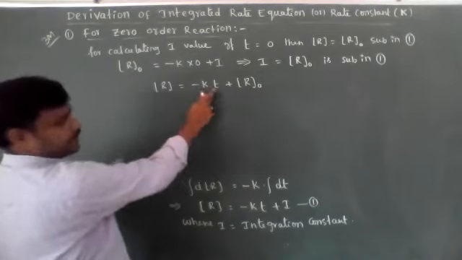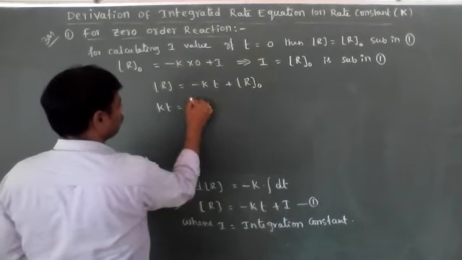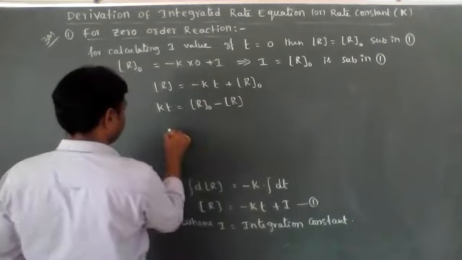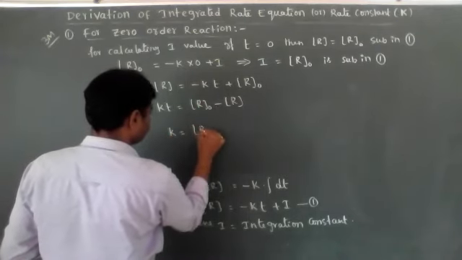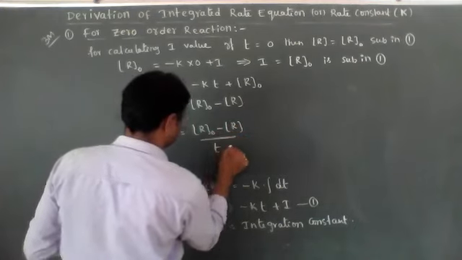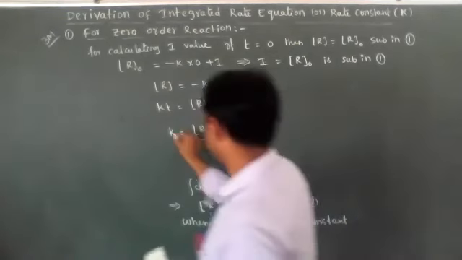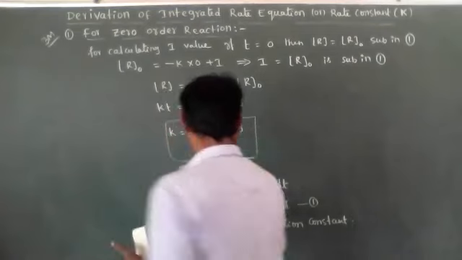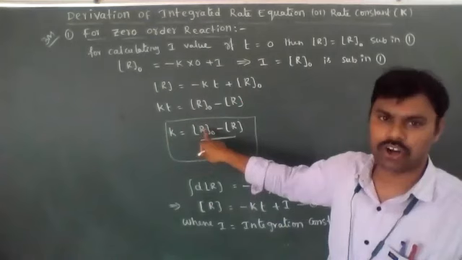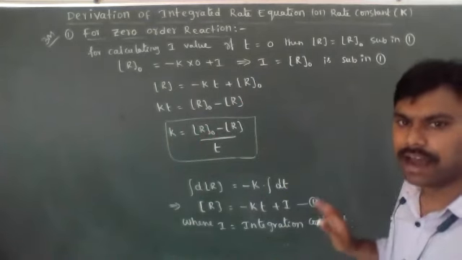So minus Kt comes to the left side and becomes Kt is equal to R0 minus R. Then K is equal to R0 minus R by t. This is the rate constant formula for a zero order reaction. Very, very important, dear students. What is the K formula for a zero order reaction? The K formula for a zero order reaction is R0 minus R by t.